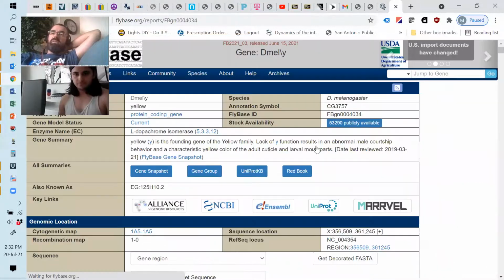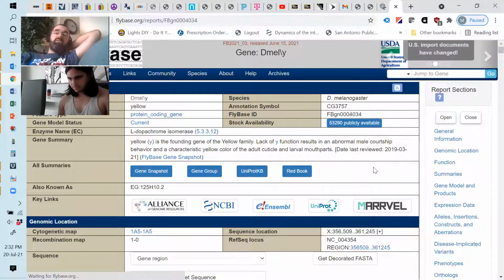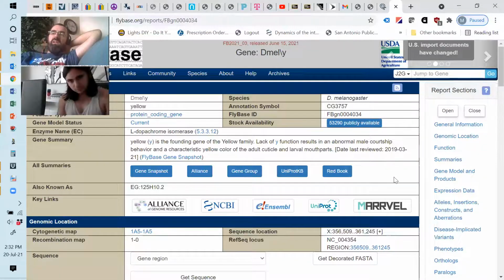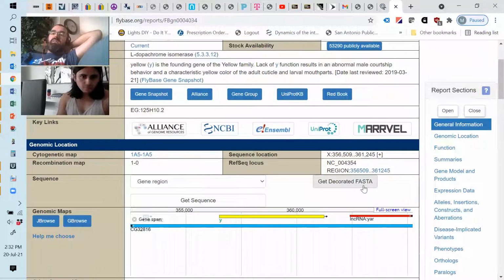So you click on that box, and that will take you essentially to what we looked at for the white gene. So we've got some basic information here about what Y is involved in. If you get rid of it, males can't court as effectively, and the flies are yellow, hence the name of the gene. That's not all of it. There's a lot more to it than that, but that's the start of it.